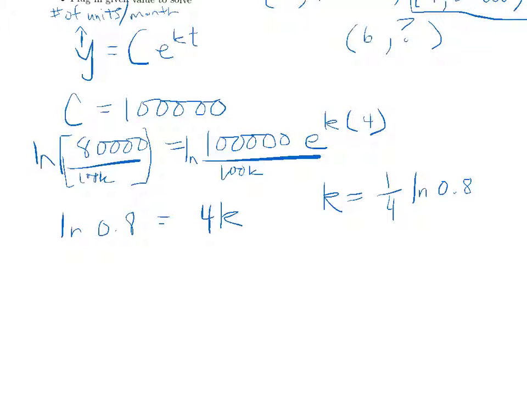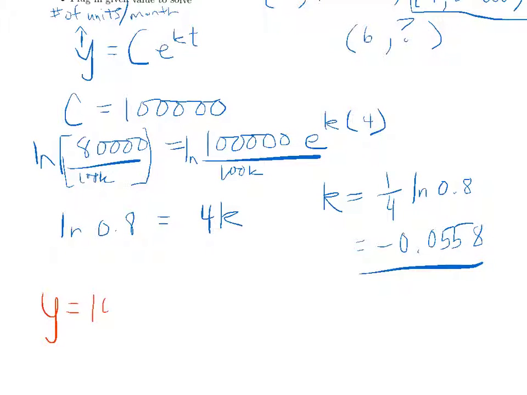If we plug that into a calculator, we get negative 0.0558. Do we expect that? Yes, because it's a drop. It's decay, right? K is negative, so it's exponential decay. So we're plugging that back into our function.